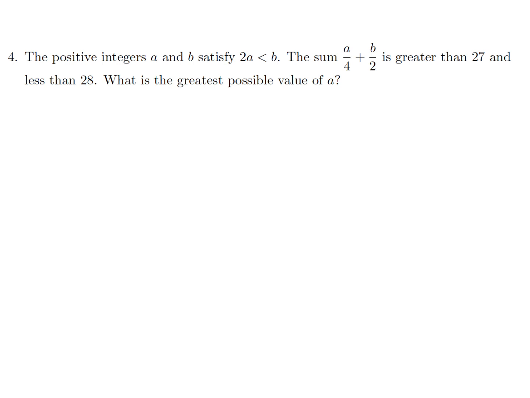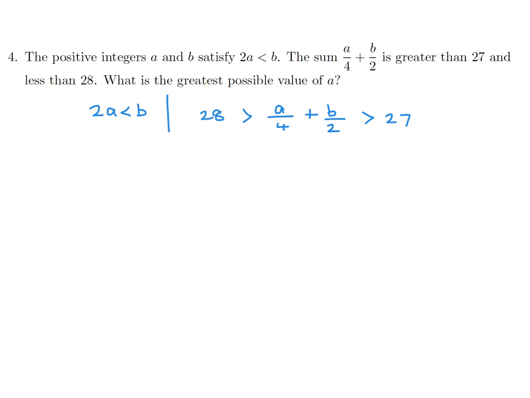The positive integers a and b satisfy 2a is less than b. The sum a over 4 plus b over 2 is greater than 27 and less than 28. What is the greatest possible value of a? All right, so we have 2a is less than b, and then a over 4 plus b over 2 is greater than 27 and less than 28. Okay, and that's it. That's all we're given.